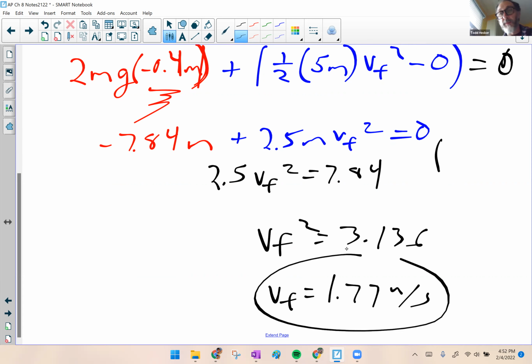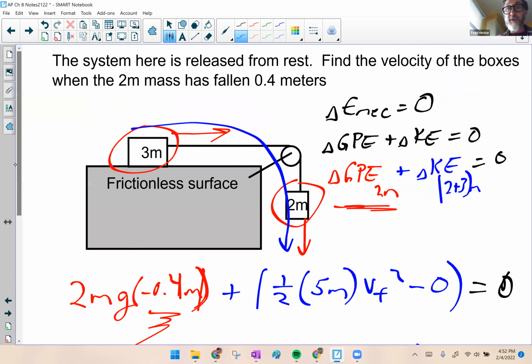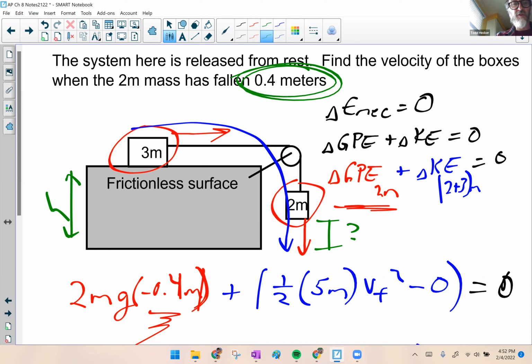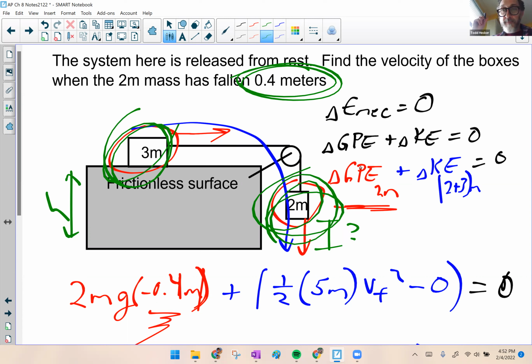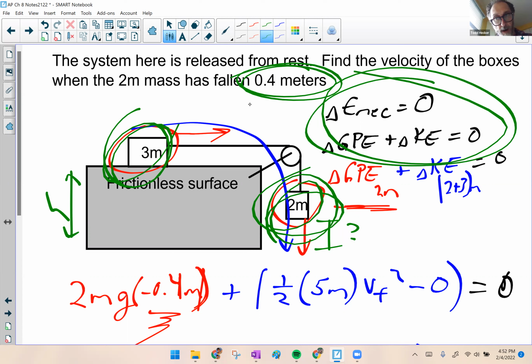The thing I think I did not do a great job illustrating here is this. People always get tangled up because the problem doesn't tell you the height of the table, and it doesn't tell you the starting height of this 2m block. So you don't know the height at individual points. But what we do know is the change in height for both blocks: 0 for this one and negative 0.4 for that one. If you have a system of multiple objects, I strongly, strongly recommend that you use this method to solve the problem.